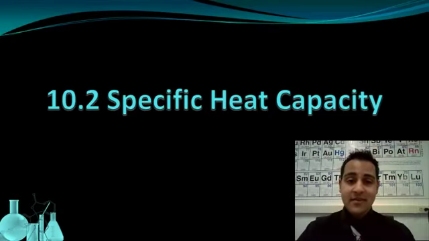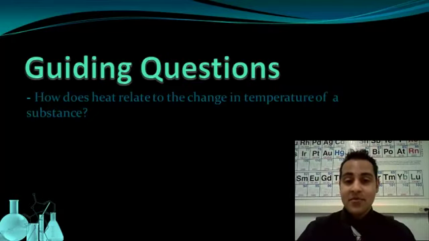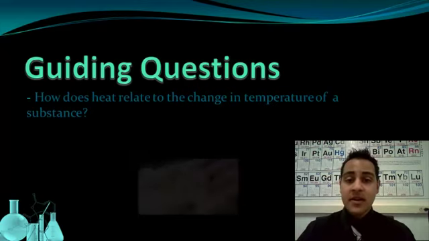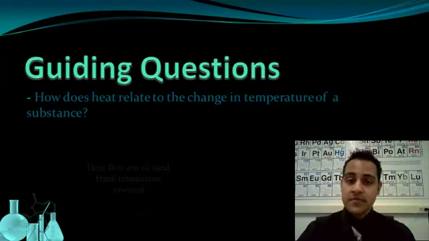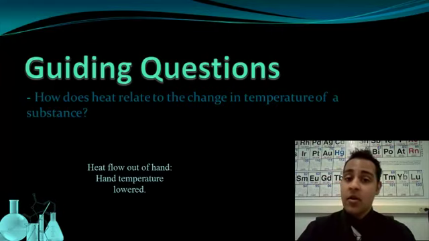Welcome to specific heat capacity. Recall the example from the last video where holding an ice cube in your hand resulted in heat flowing from your hand into the ice cube. The energy in your hand, particularly kinetic energy, was lowered, so you feel colder. So the temperature of your hand has gone down also.